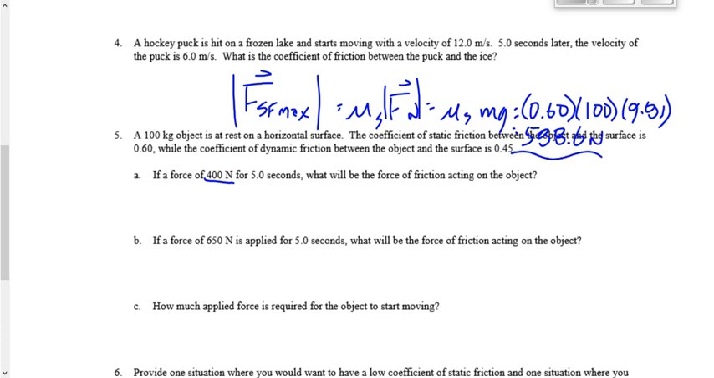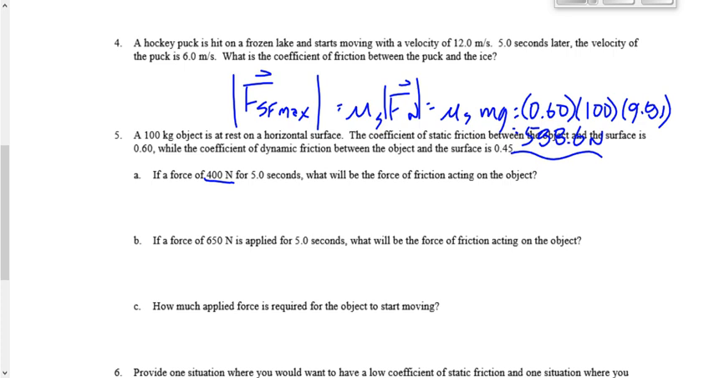That's not my answer to A. That's just the number that I have to calculate to get the answer to A. This is the force that I can push with that causes it to begin to move. If I apply a force of 400 newtons, does it move? No, because I haven't exceeded that stubborn force, right? It does what it needs to do.